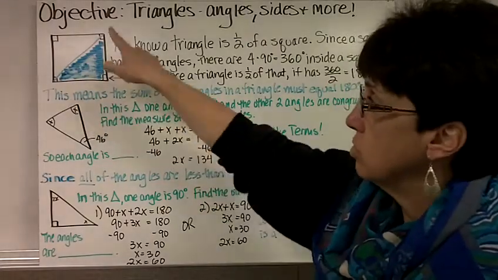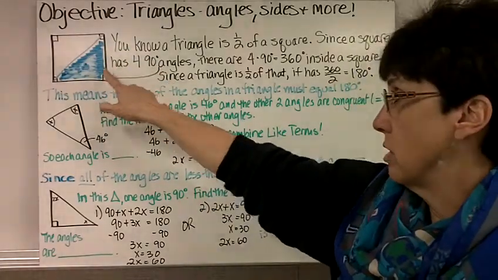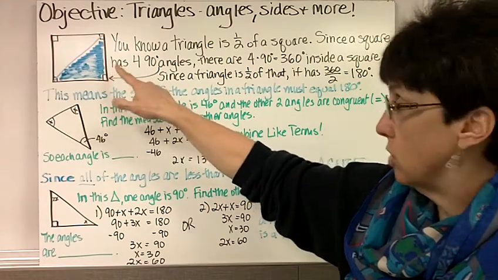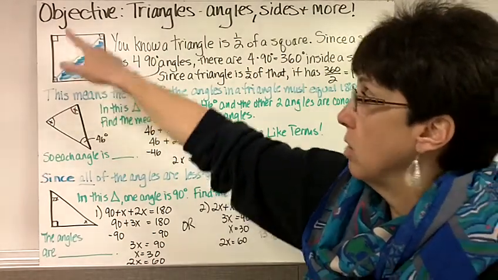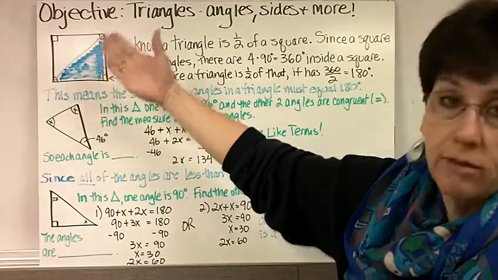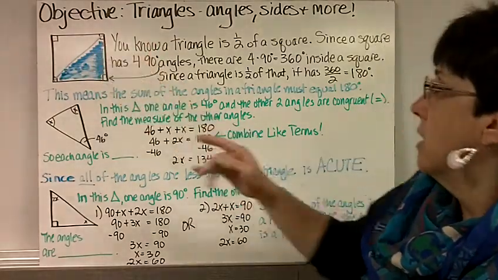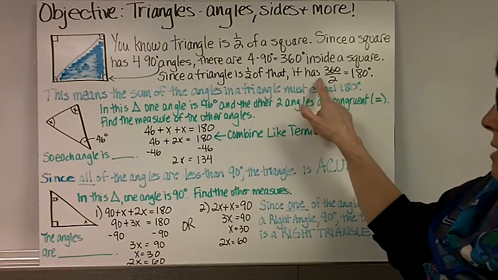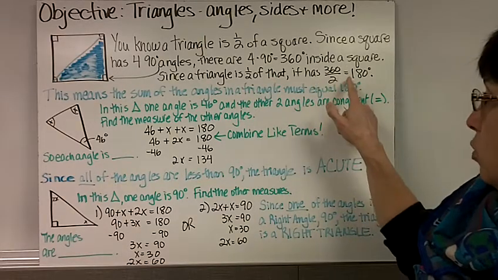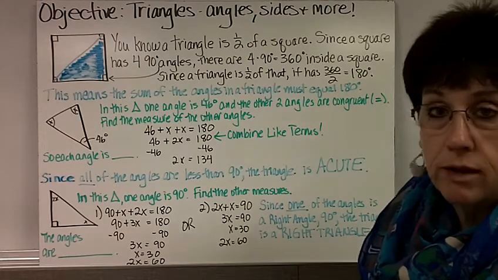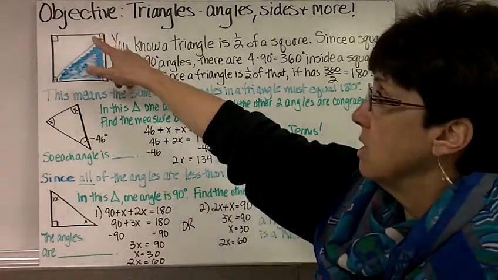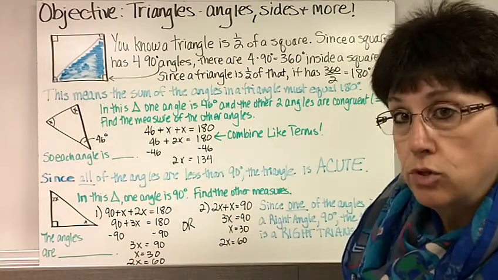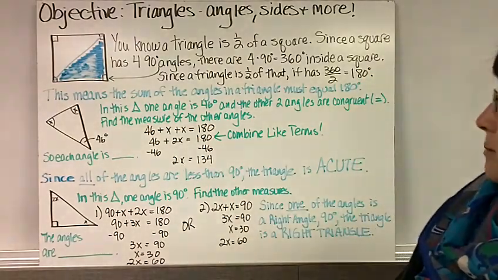So here's our square, and remember the little corner shows that the two lines are perpendicular, so that means this is a 90-degree angle, and I've drawn a line and colored in half so you can see it's a triangle, okay? So, since a triangle is half of the square, it has 360 divided by 2, 180 degrees inside of the triangle. So that means the measurement of these three angles in every single triangle will add up to 180 degrees.